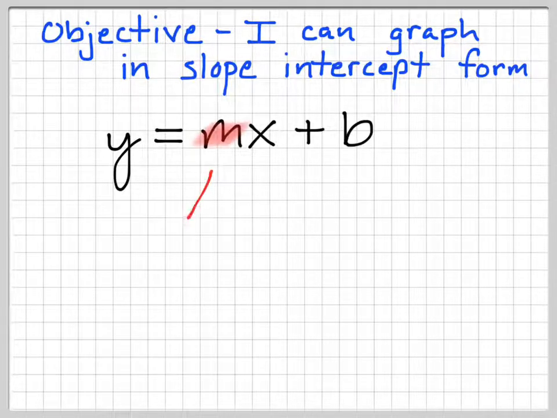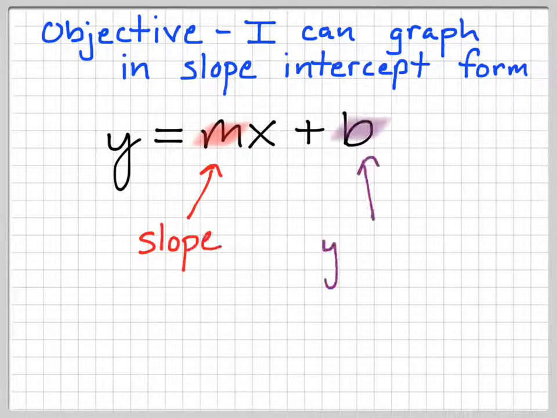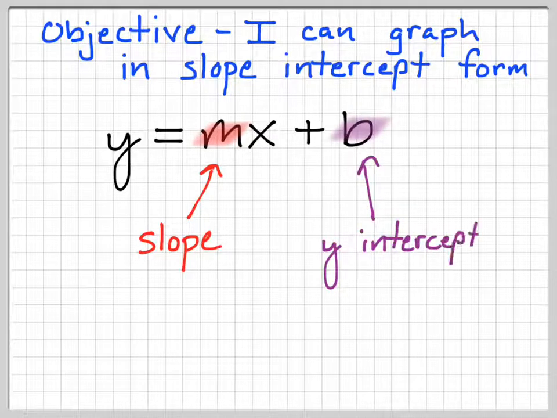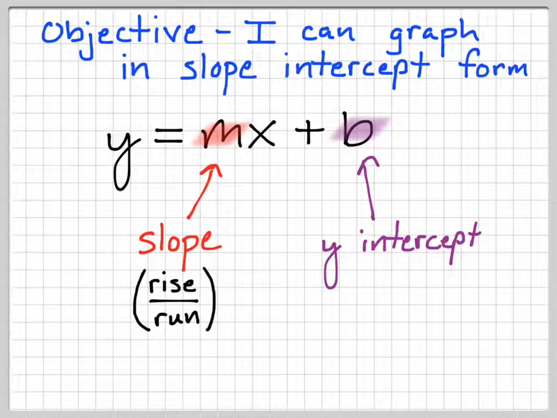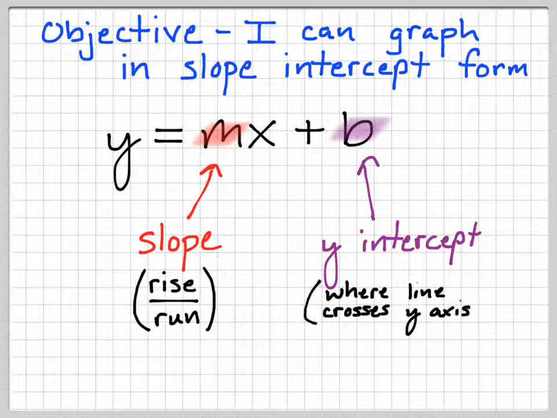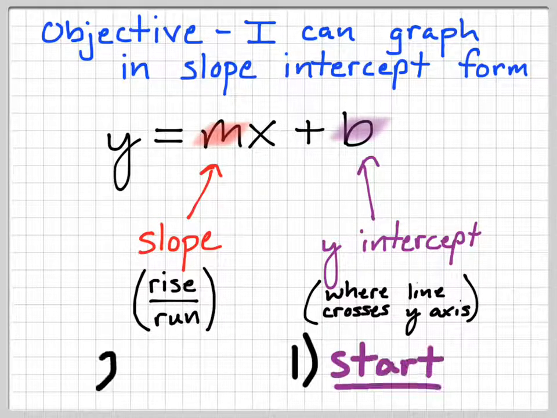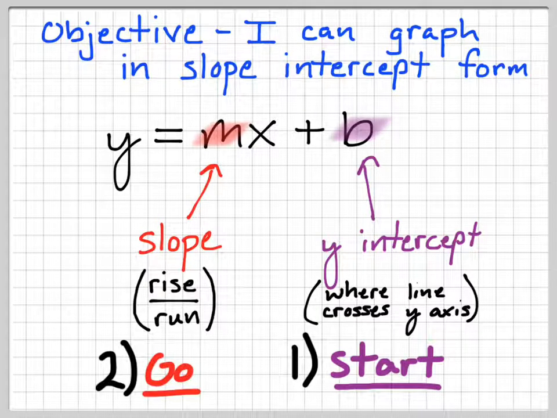Okay, the slope-intercept form is always y = mx + b, where m is the slope and b is the y-intercept. Slope, as we've learned previously, is always rise over run, and the y-intercept is where our line will cross the y-axis. And if it's a linear equation, that will only occur once. One thing I like to tell my students is we're really only looking for two things. Number one, where do I start? And number two, where do I go?